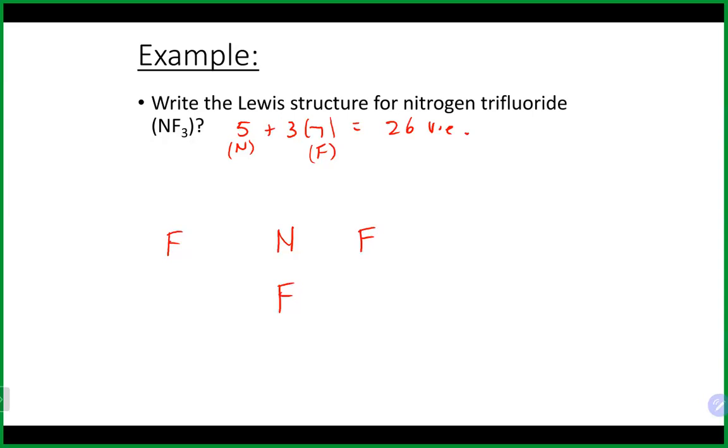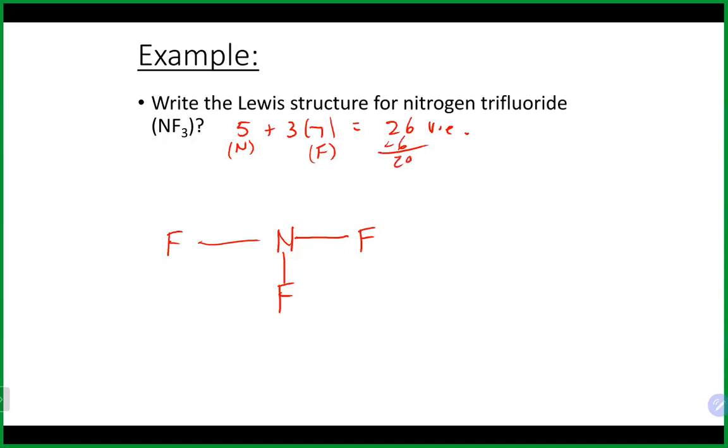Now that I have the logical arrangement, I got the total number of valence electrons. We're going to start with one single bond, which I'm going to use lines to represent between the center atom and the outside atom. And that's a grand total of 2, 4, and 6 electrons that I have used. That means I got about 20 more to put on my picture.